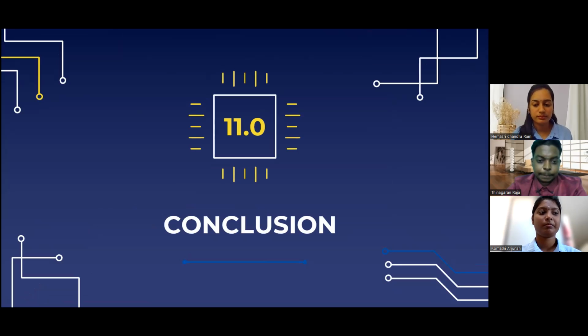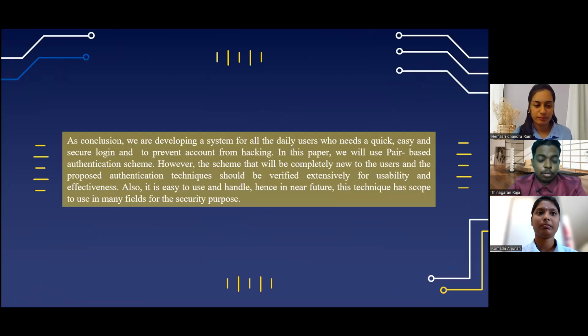Finally, the conclusion. In conclusion, we are developing a system for all daily users who need a quick, easy, and secure login to prevent accounts from being hacked. In this paper, we will use a pair-based authentication scheme. However, the scheme will be completely new to the user, and the proposed authentication technique should be verified extensively for usability and effectiveness. Also, it is easy to use and handle, hence in the near future this technique has scope to be used in many fields for security purposes.